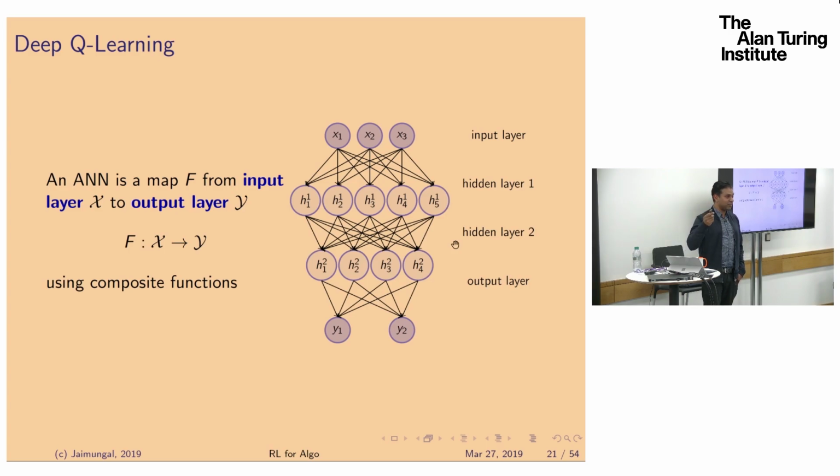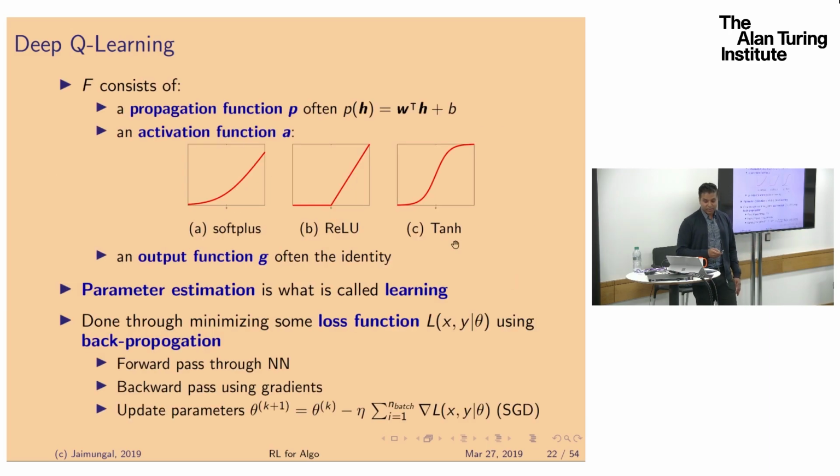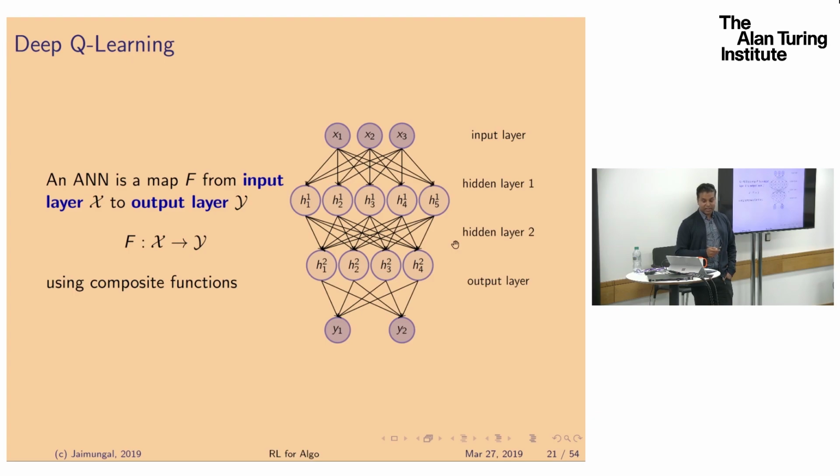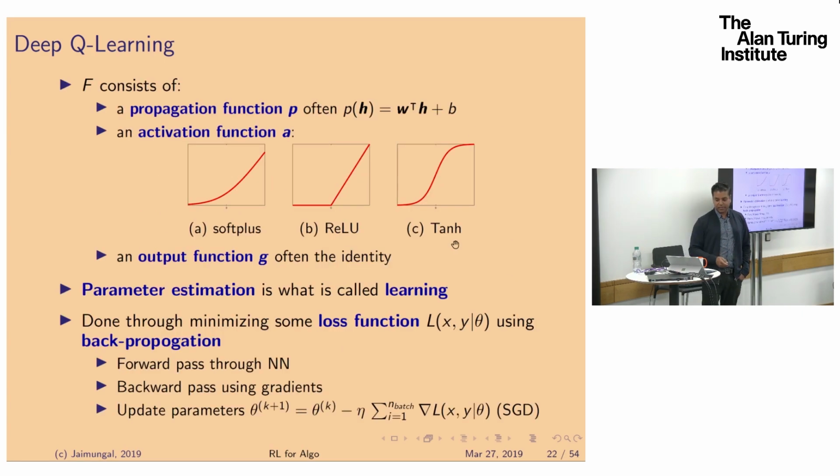So neural net, what is it really? It's very simple. It's just a nonlinear mapping from inputs to outputs, done in a very particular way, done by using composite functions. And those set of composite functions require you to propagate from one layer of the network to the next, activate at the particular layer, and then propagate and activate until you finally output something. And there are various choices of activation functions. Typically, propagation is affine, and the output function is typically linear, but you can choose other things as well.